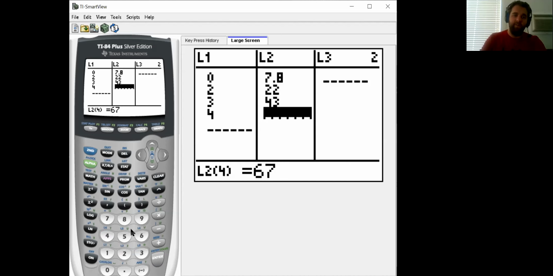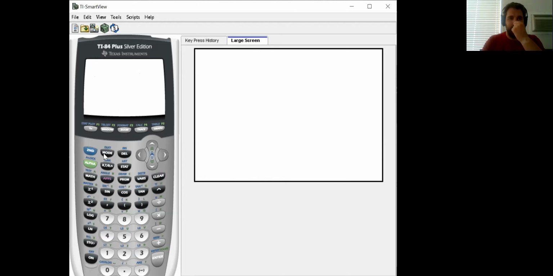Now, if you want to get out of here, clear doesn't work because it's not doing anything. So you have to remember that above mode is that quit option. So you can press second quit.